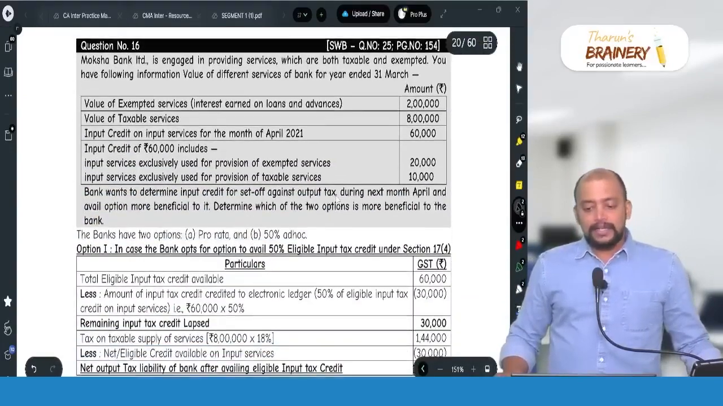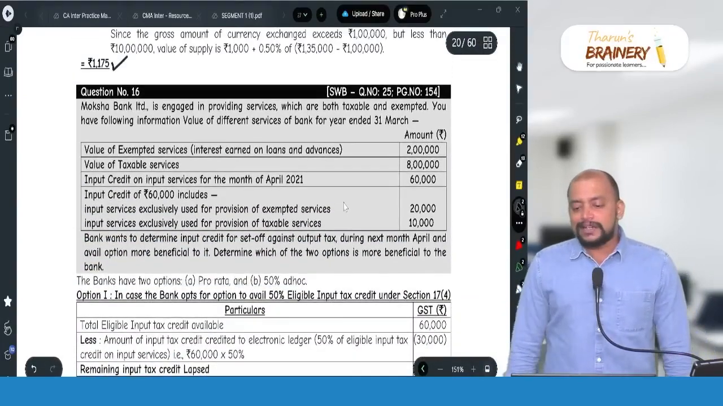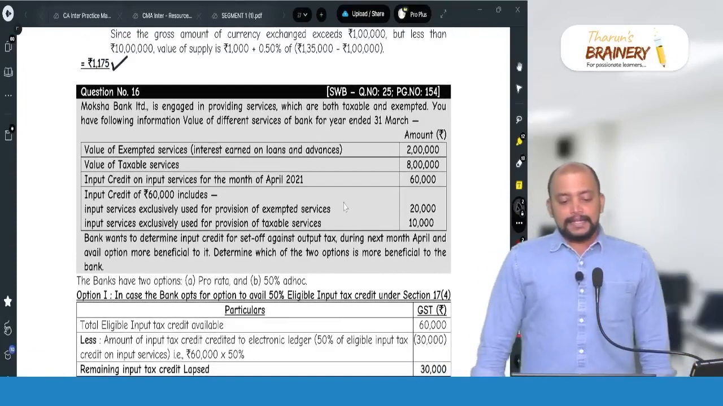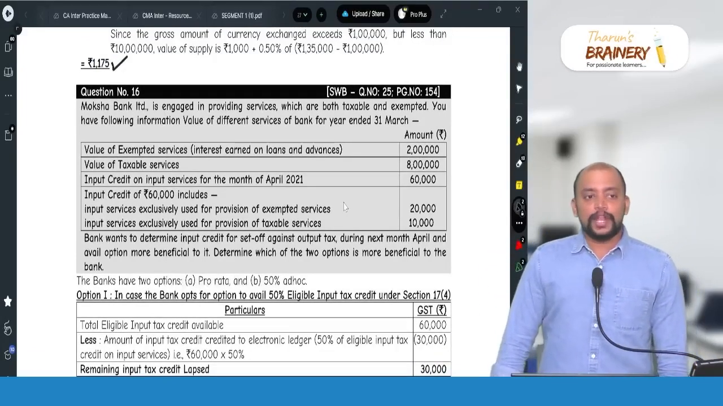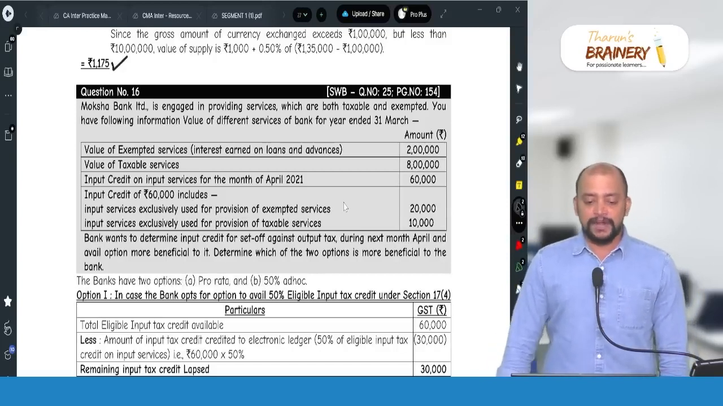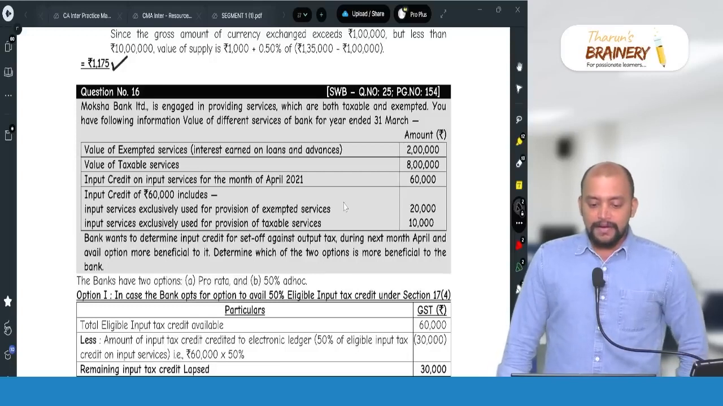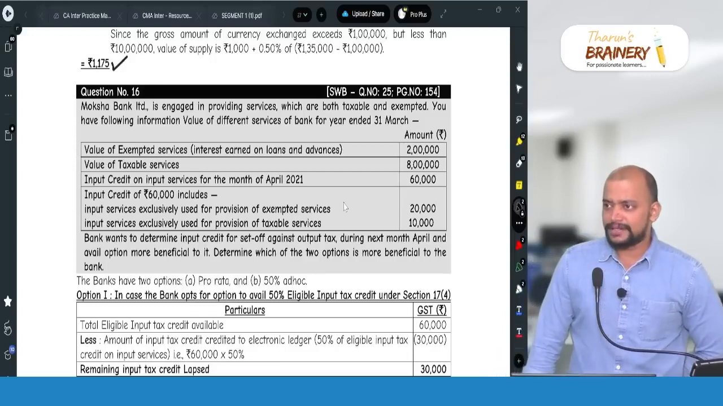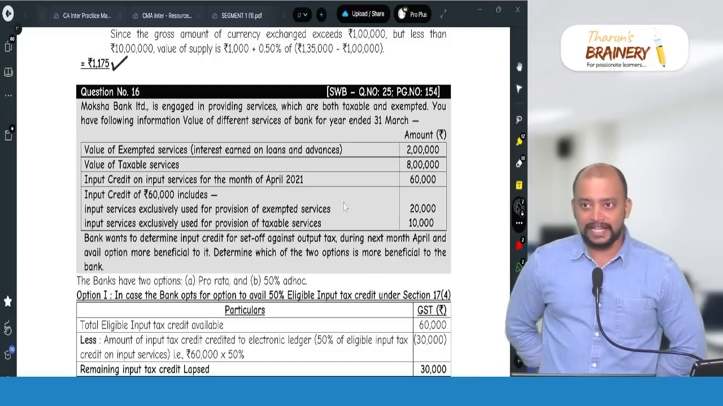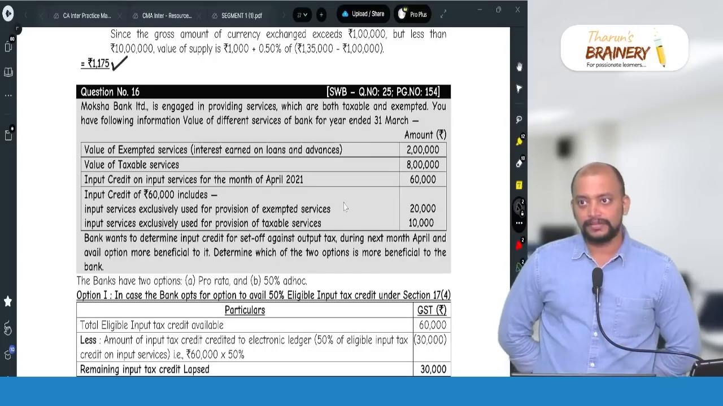Next, question number 16, page number 154. This question is related to input tax credit for a bank, financial institution, NBFC. We did this. We completed in the class itself. Homework I gave. Okay, then I'll discuss.